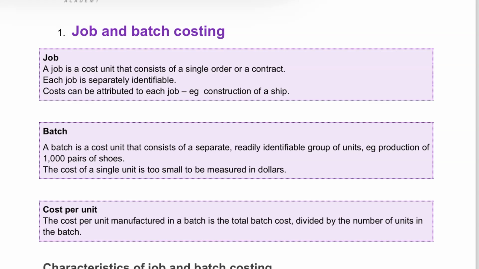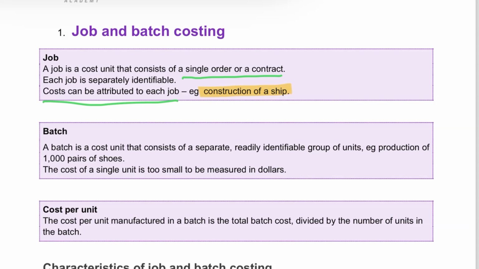So what is a job? A job is a cost unit that consists of a single order or contract. So the key term here is a single order, a single contract. Therefore, each job can be identified separately and cost can be attributed to each job. An example given here is the construction of a ship. That's one job. So that job will have different cost elements attached to it.